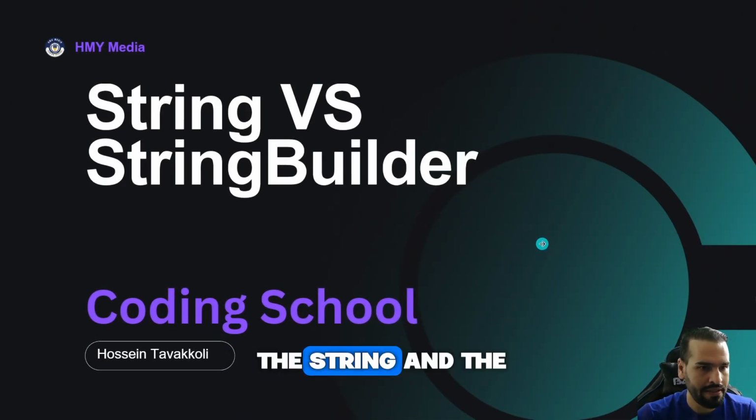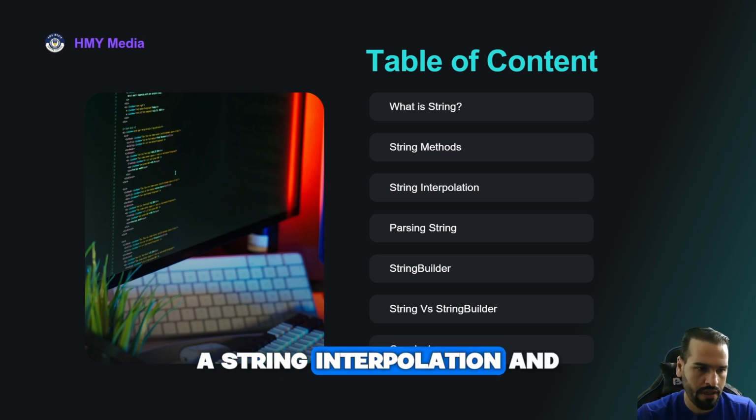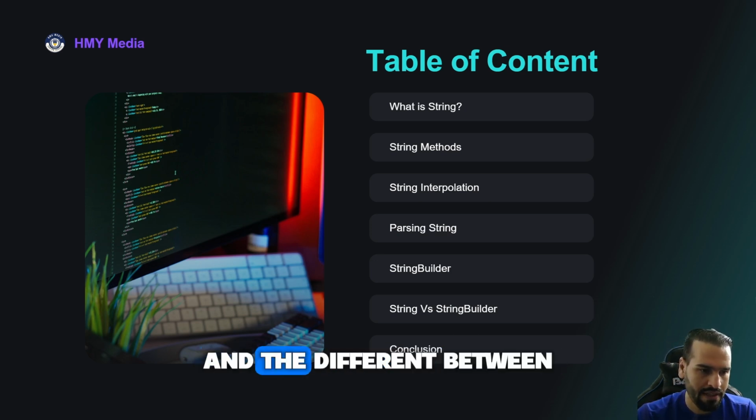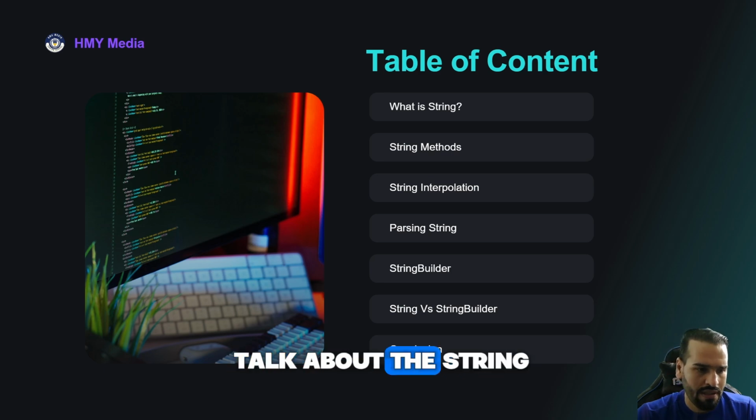We are talking about the string and string builder. In this section, we will talk about what a string method is, a string property, string interpolation, how we can parse a string, and the difference between parse and try parse. And we will also talk about the string builder.